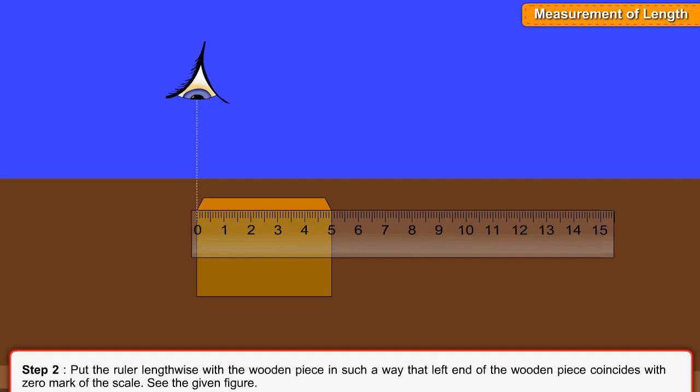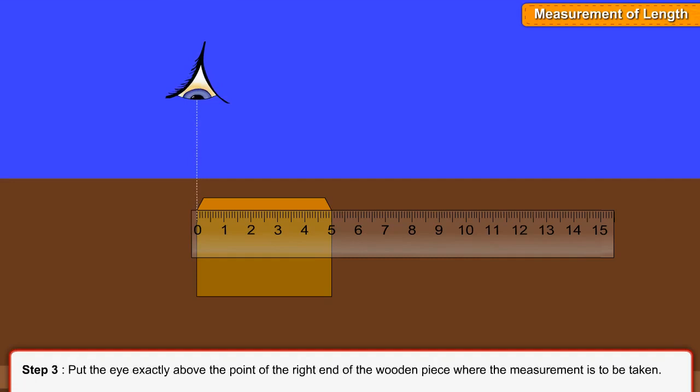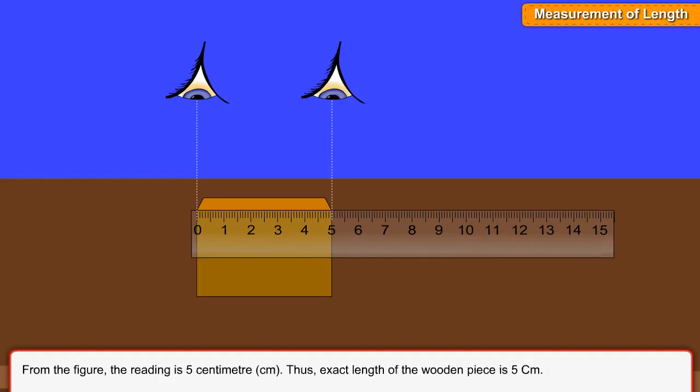See the given figure. Step 3. Put the eye exactly above the point of the right end of the wooden piece where the measurement is to be taken. From the figure, the reading is 5 centimeter, cm. Thus, exact length of the wooden piece is 5 centimeter.